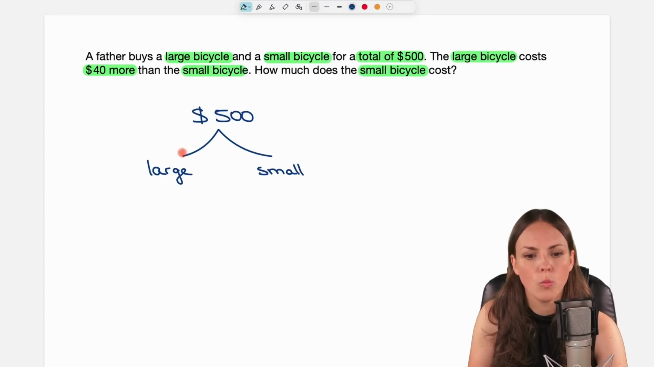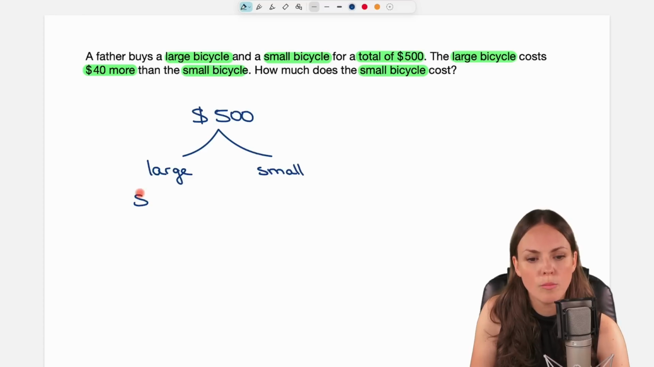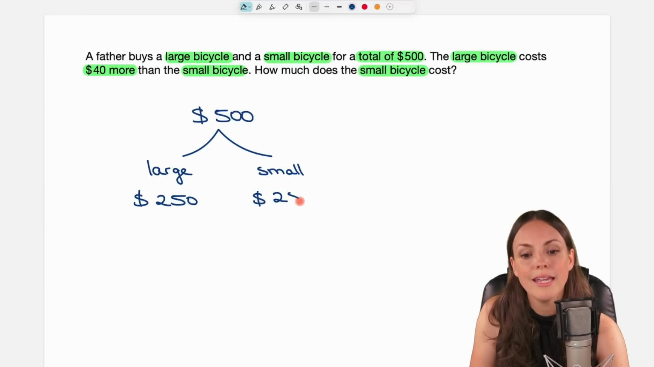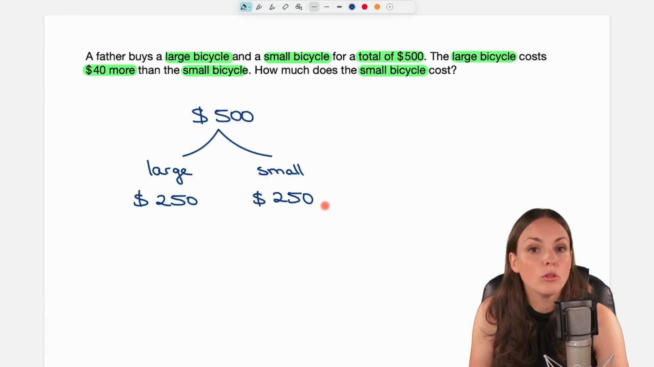How much would be one bicycle then? Well, we just have to take the $500 that both bicycles cost together and divide these $500 by 2. 500 divided by 2 is equal to $250. So each bicycle would cost $250 if both of them would cost the same. This is not the solution yet for this problem because they told us that's not the case. The large bicycle should cost $40 more than the small one.